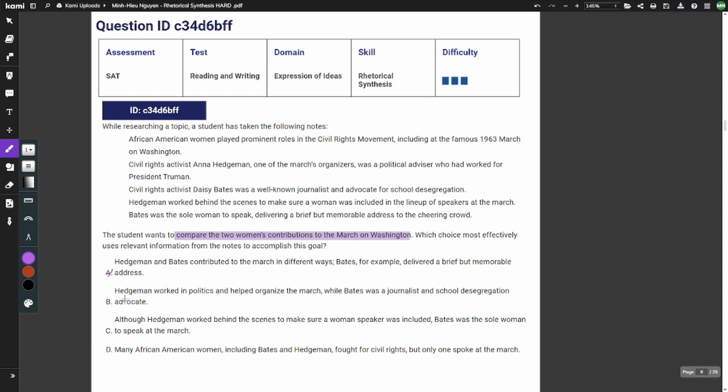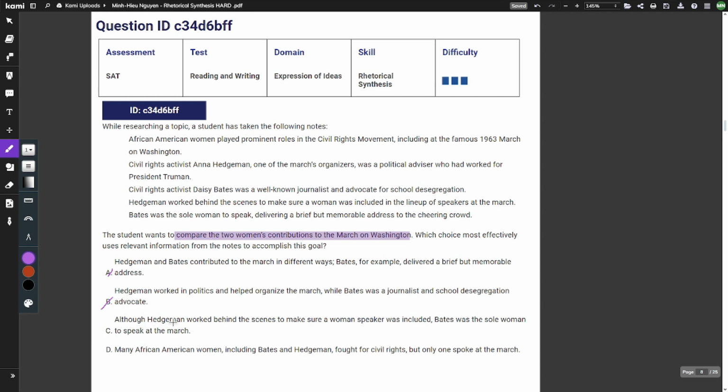B. Hedgeman worked in politics and helped organize the march, while Bates was a journalist and school desegregation advocate. Great, it talks about that Hedgeman organized the march, but it didn't say what Bates did for the march, so it's not going to be B.